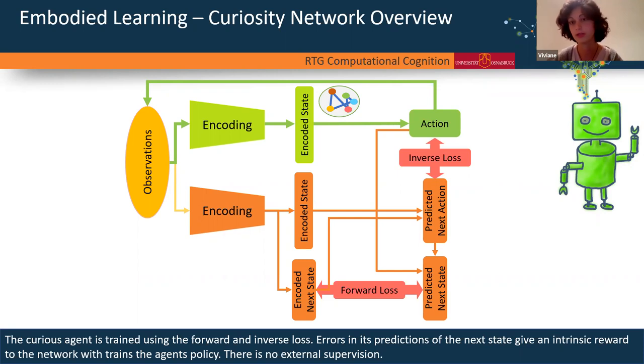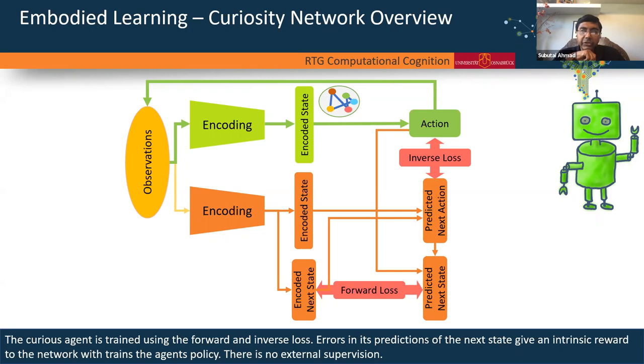And that is then compared to the actual action that was performed and is called the inverse loss. And the task is to use the encoded state plus the action that is performed to predict what will be the next state. So if I am here, I perform this action, where will I be next? And that is then the forward loss. And those two losses are then used to optimize the orange network and also used as rewards for the green network.